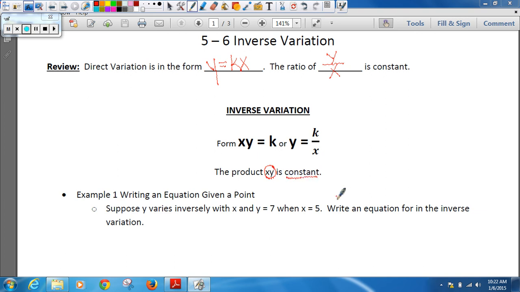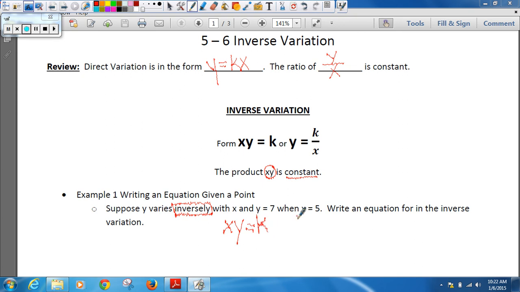Example 1 is writing an equation giving a point. So suppose y varies inversely, which is the important part to recognize here, with x, and y is 7 when x is 5. Write an equation for the inverse variation. So our form for inverse variation is xy equals k.